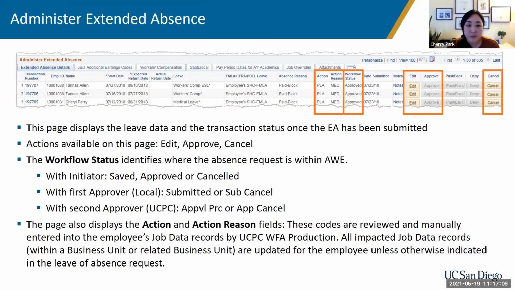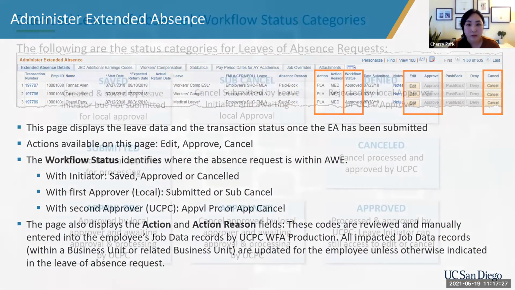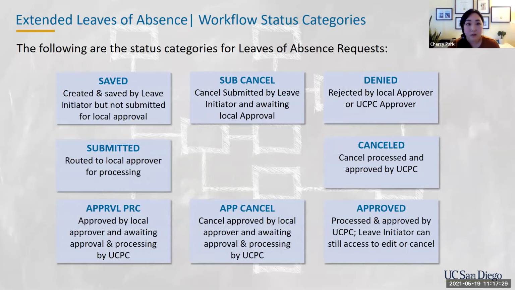The page also displays the action and action reason fields. These codes are reviewed and manually entered into the employee's job data records by UCPC WFA production. All impacted job records within a business unit or related business unit are updated for the employee unless otherwise indicated in the leave of absence request. So here are the workflow status categories and descriptions. You can review that in the future.